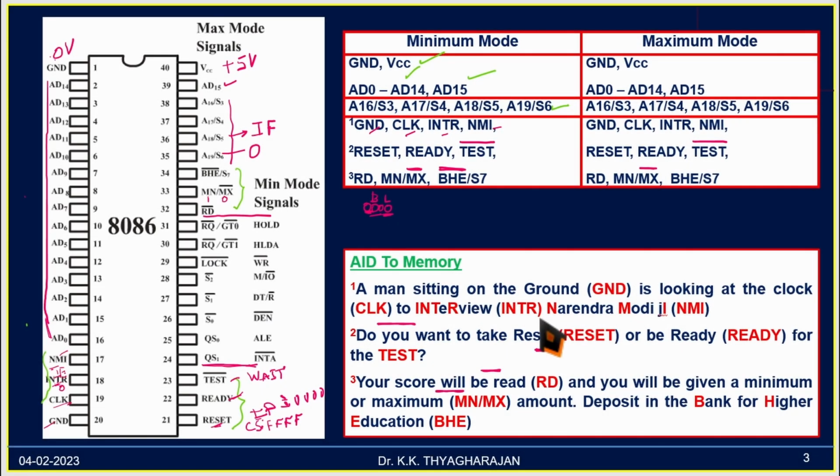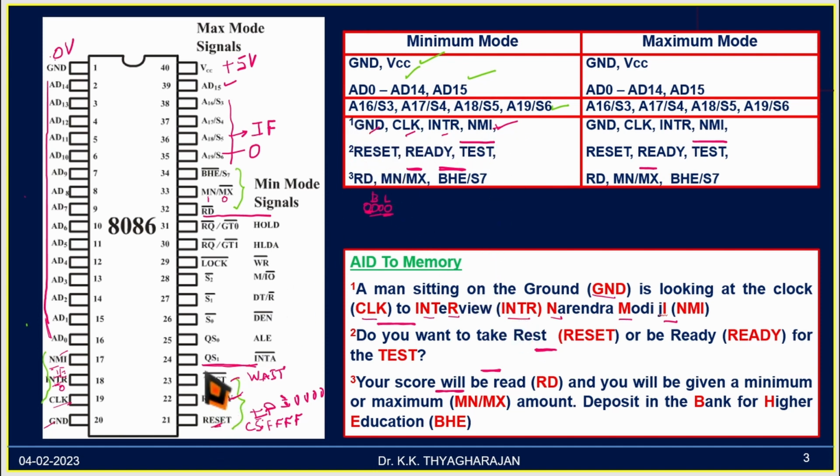It may be necessary to remember these pin names for examination purpose. So I am giving 3 sentences as aid to memory. The first sentence helps to remember these 4 pins. That is ground, clock, interrupt, non-maskable interrupt. A man sitting on the ground is looking at the clock to interview Narendra Modi ji. So ground is GND, clock CLK, interview, you take these 3 letters INR, interview, Narendra Modi ji, NMI. So these 4 pins you can remember using this sentence.